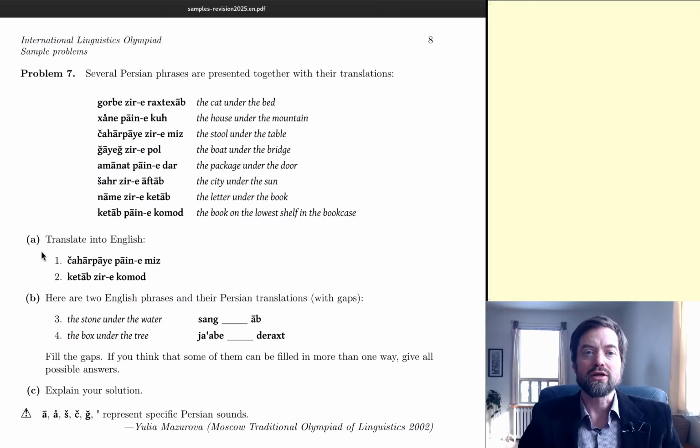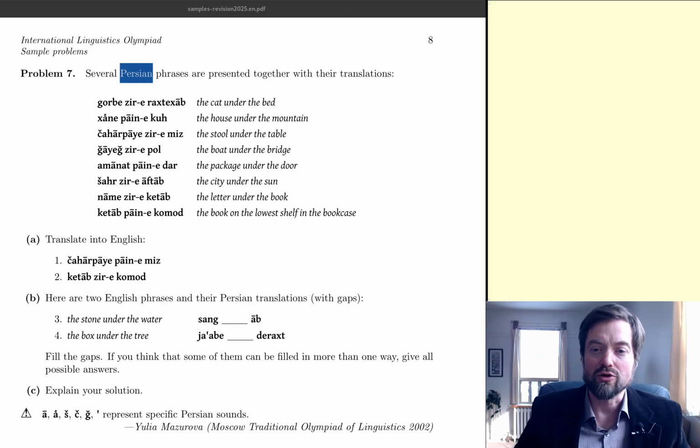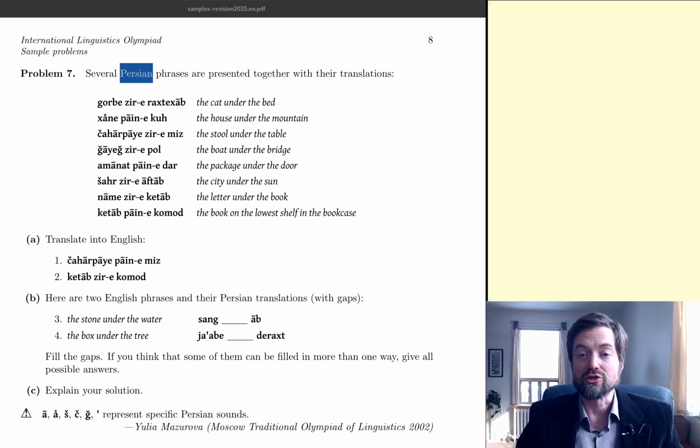So here we see Persian. A lot of these languages you're going to see are very small, mostly unknown languages, many with only a few thousand speakers in the world, but Persian is one of the world's major languages. It could even be that some proportion of the people taking this exam are going to be familiar with Persian. So that would certainly make things a lot easier.